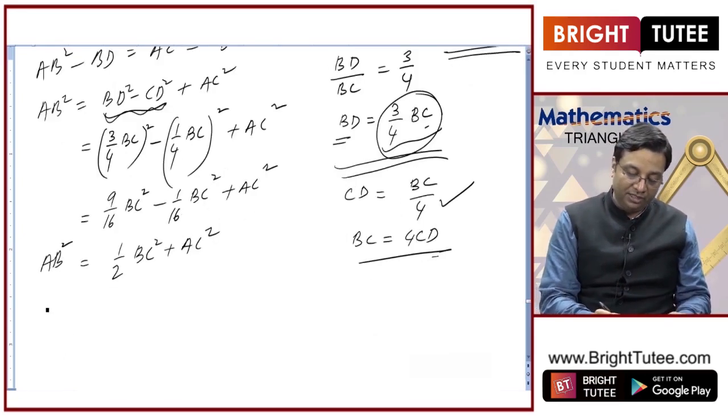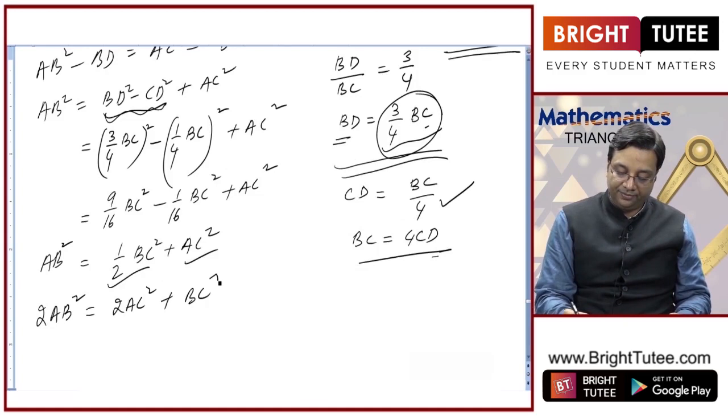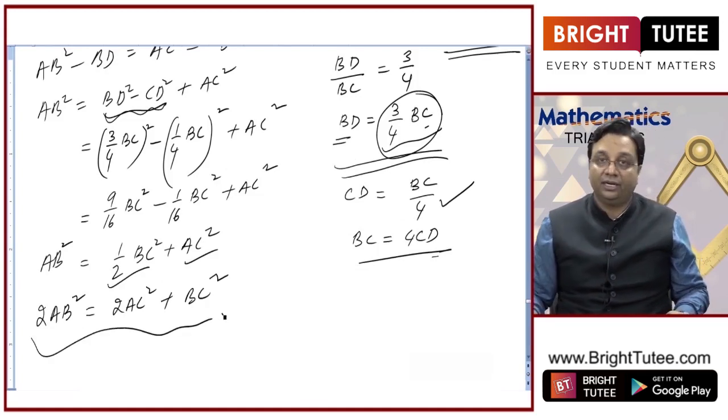Now, you multiply both sides by 2. So, you will get 2 AB square is equal to 2 AC square plus BC square, and this is what we had to prove here.